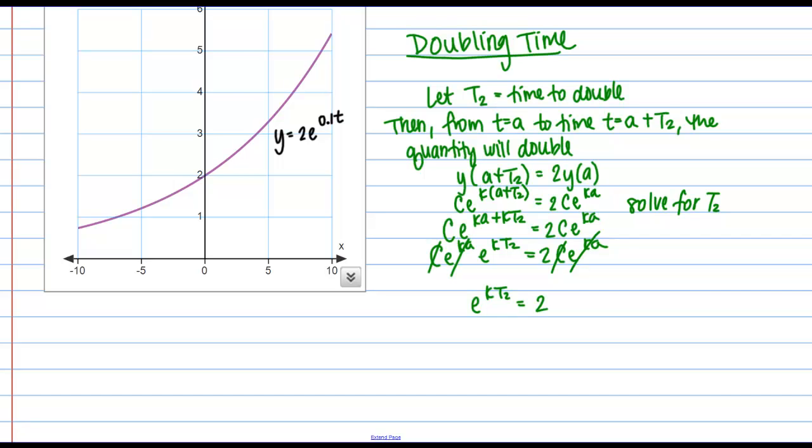And now I just want to solve for t sub 2. So I can take the natural log of both sides. So the natural log of e to the k t2 equals the natural log of 2. On the left-hand side, then, I'm going to have k t2 equals the natural log of 2. So then my doubling time is the natural log of 2 divided by k, which was my rate constant. And this doubling time is constant for an exponential growth function.